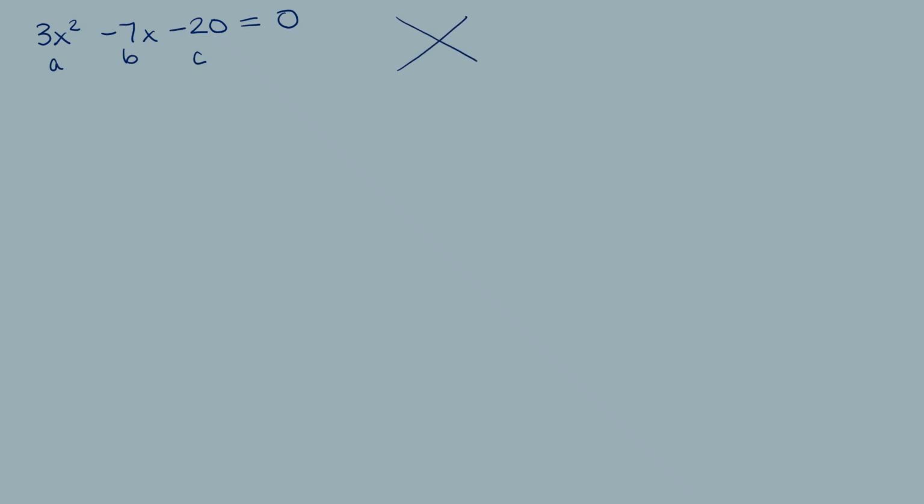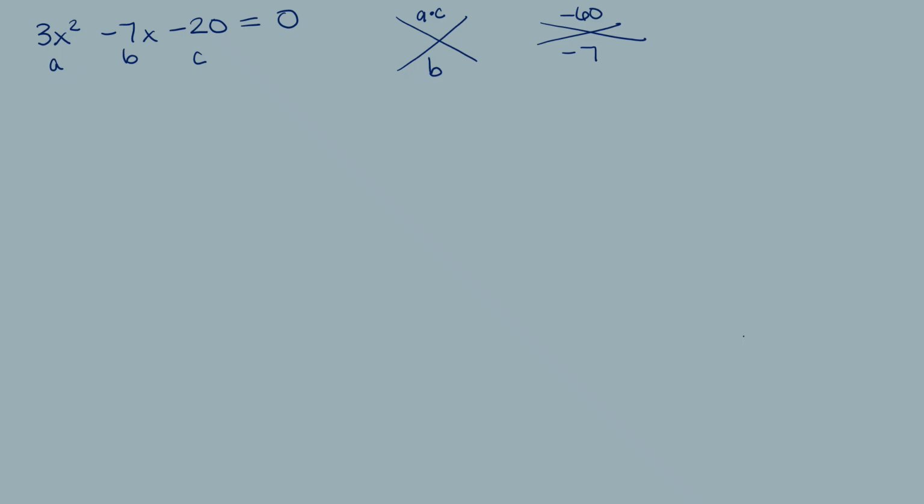So the diamond is that A times C at the top, and then the B, so you're trying to find numbers that multiply to this number, and then that add to this bottom number. So 3 times -20 is -60. And then we're just going to move this -7 over here. And this one, it would be so fun if it was just 6 and 10 or 3 and 20, but it's not.